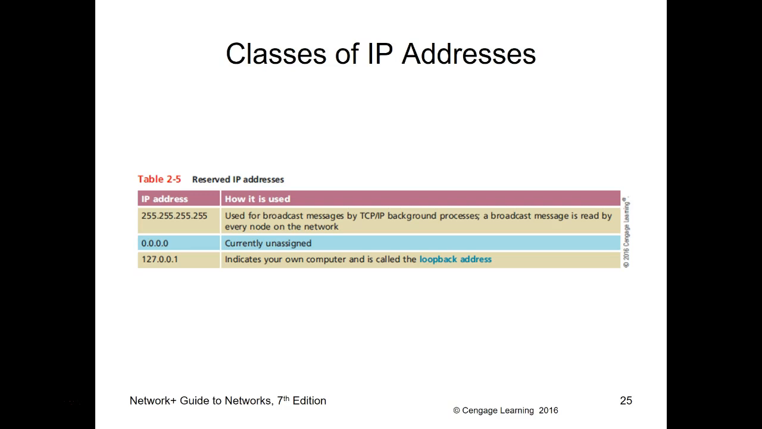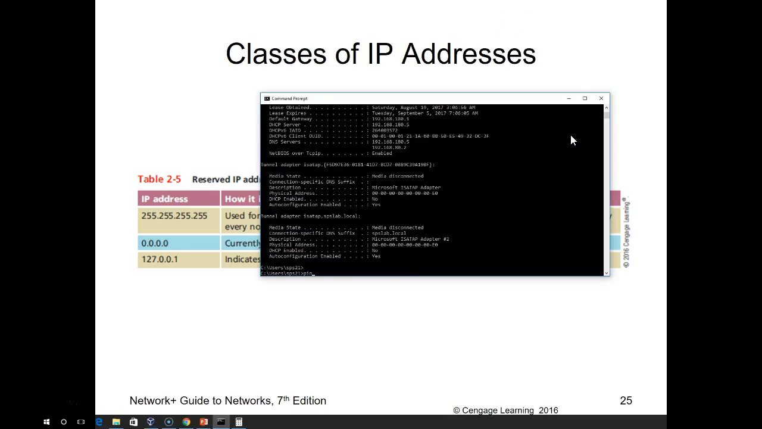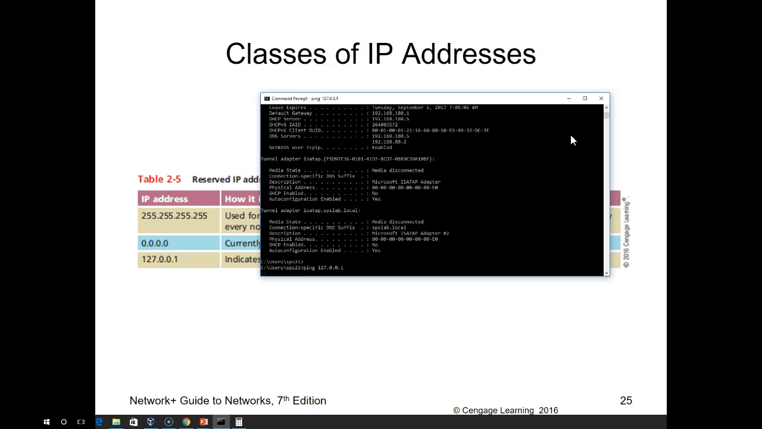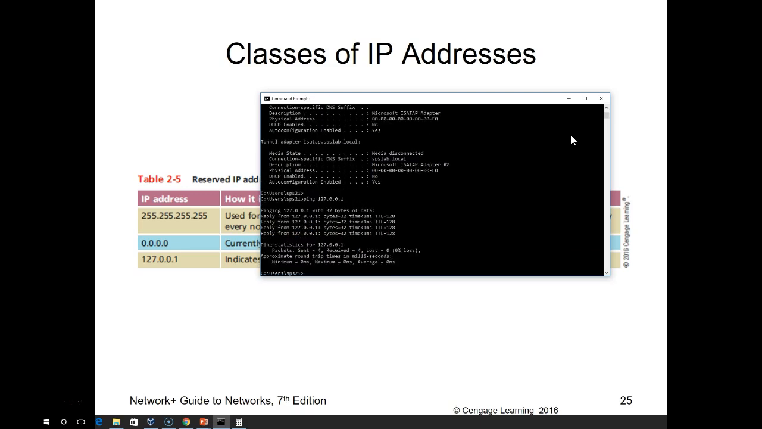But you can prove it, and I can go back to my ping, which is somewhere in here. So I can say, well, I'm going to ping 127.0.0.1, and that is pinging my own computer. Well, the only really good thing it does is it tells me that my TCP/IP stack on my computer works.